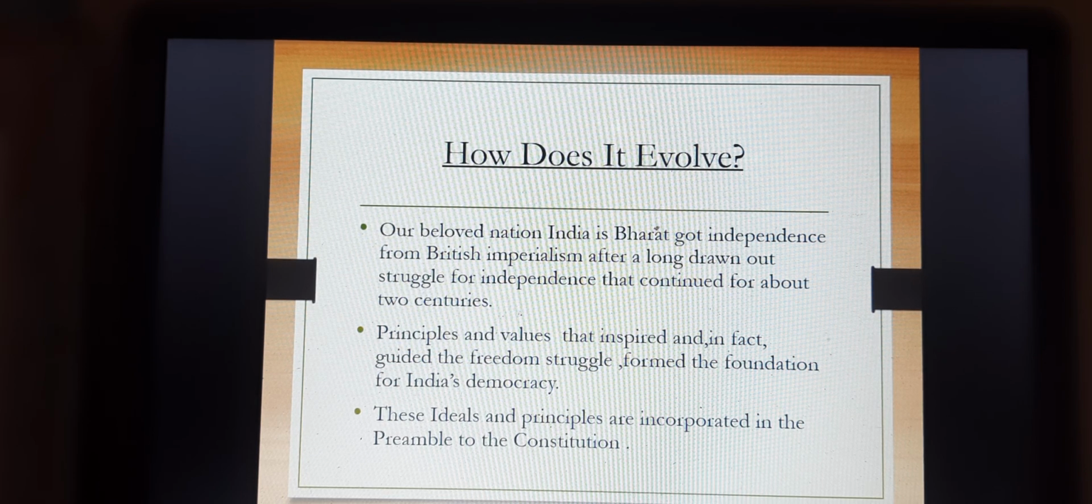What is the Preamble? You have all read it in the front of NCERT books. It is already given: We, the people of India, having solemnly resolved to constitute India into a sovereign, socialist, secular, democratic republic; liberty of thought, expression, belief, faith, and worship; equality of status and of opportunity; and to promote among them all fraternity, assuring the dignity of the individual and the unity and integrity of the nation. On this 26th day of November 1949, we adopt, enact, and give ourselves this Constitution.